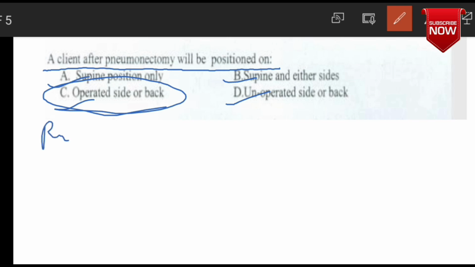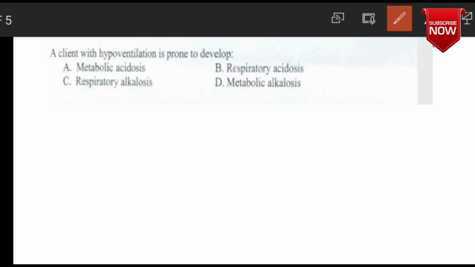Rationale is to advise patient to lie on affected side or back and avoid the healthy side to prevent pressure on the healthy side of the lung tissue, which will affect the respiratory and circulatory function. A client with hypoventilation is prone to develop option A, metabolic acidosis, option B, respiratory acidosis, option C, respiratory alkalosis, option D, metabolic alkalosis. The correct answer is option B, respiratory acidosis.